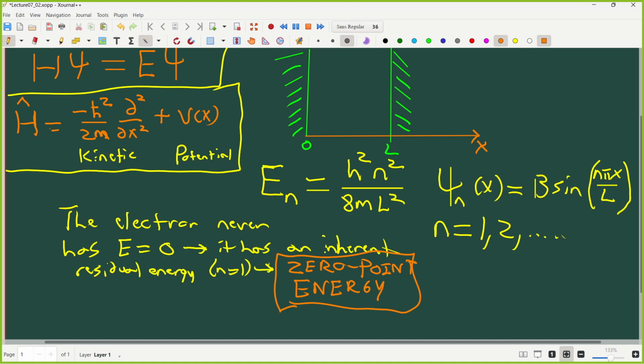Okay, so let's be more practical. I want to talk about particle in the box today. And where we left off was, again, we had these sine functions with this energy. All right, we'll look at this today. I have some pretty pictures for you.